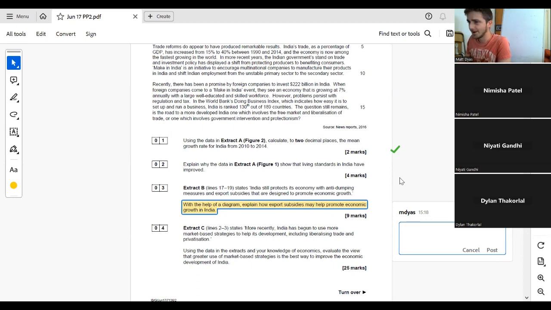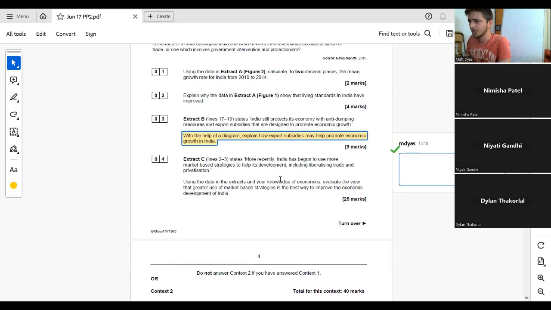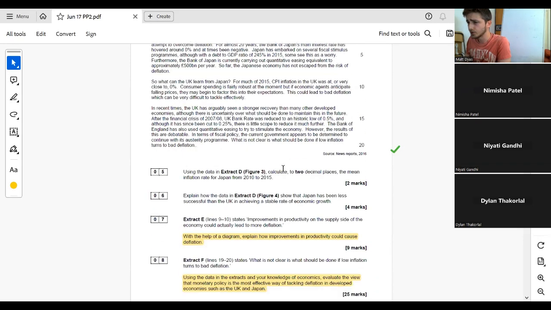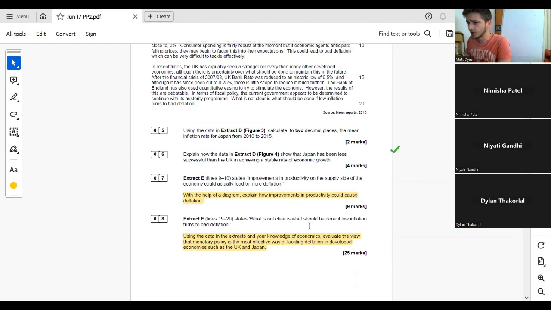Okay, so let's move on to the other 9 marker. Let's try and run through these fairly quickly. I'll talk a bit about AO2 for this one as well, I think. So, okay, what have we got here? With the help of a diagram, explain how improvements in productivity could cause deflation.